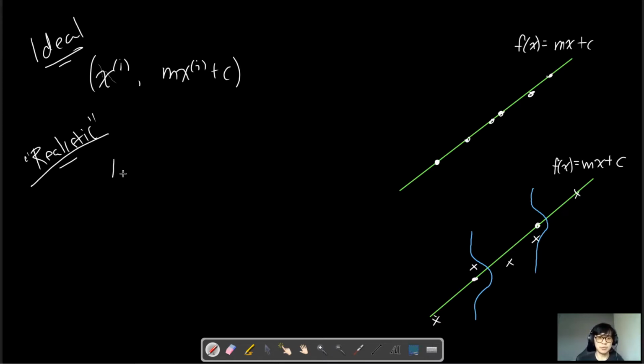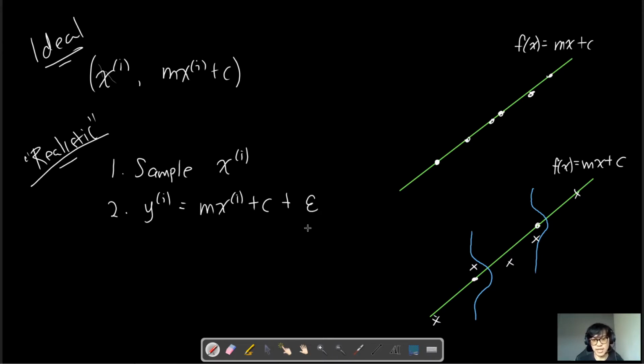So this is the generating process. First, we sample some xi, then we define yi to be mxi plus c, but now we add some noise. And this noise, I'm going to define as a normal distribution with zero mean and unit variance.